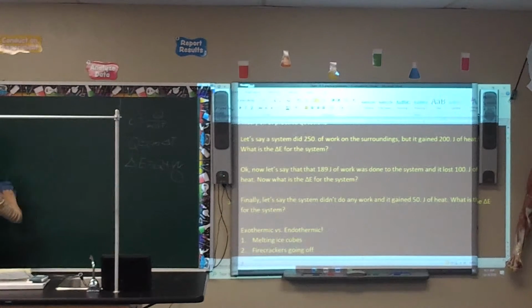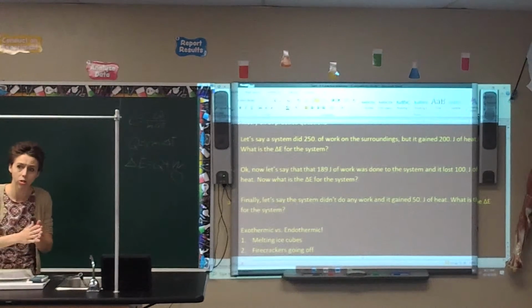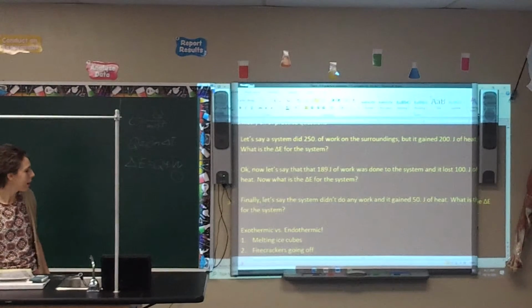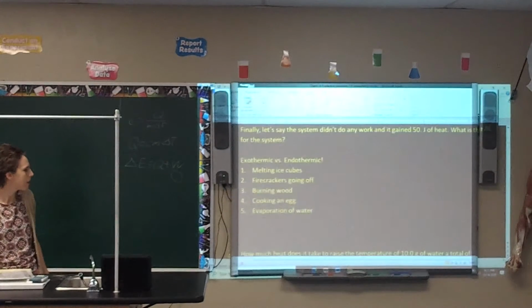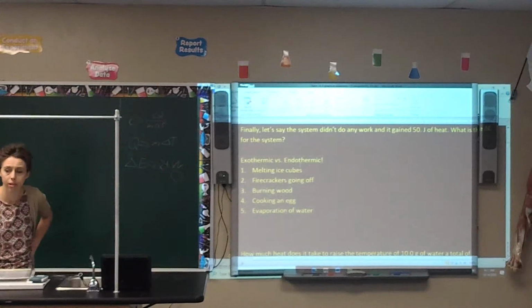Alright, so hopefully that was some good warm-up practice for you guys. As you start thinking about your material, make sure you're keeping track of all of your math as well. Alright, let's look down at the exothermic versus endothermic section really quick. Exothermic versus endothermic, talked about a lot yesterday.